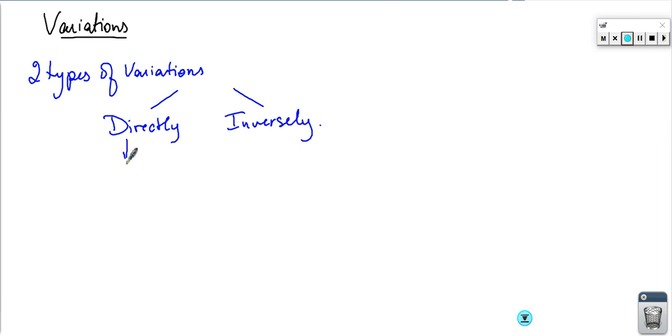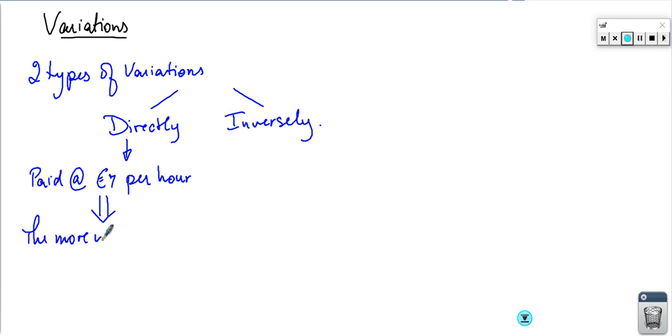For example, direct variation. You are paid at the rate of €7 per hour. This means that the more you work, the more you're paid. That is a direct variation. If one increases, the other increases. You increase the number of hours of work, you increase your paycheck.